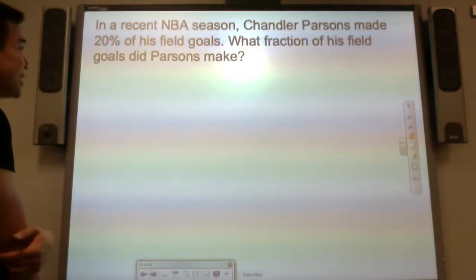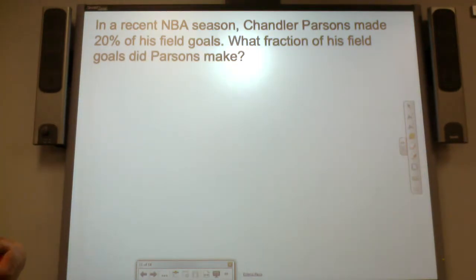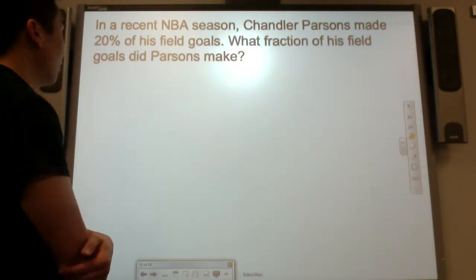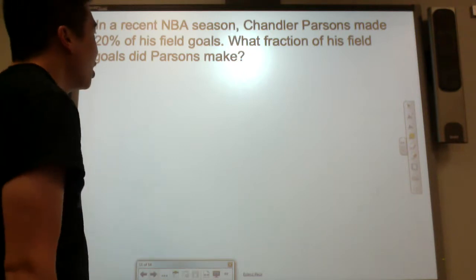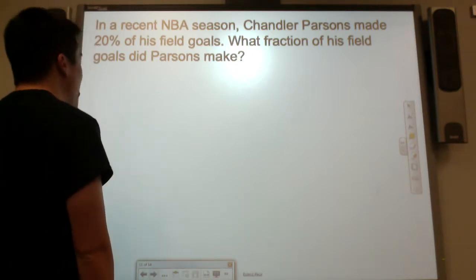In a recent NBA season, Chandler Parsons made 20% of his field goals. That's what you get for moving to Dallas. Actually, he was kind of forced there. What fraction of his field goals did Parsons make?